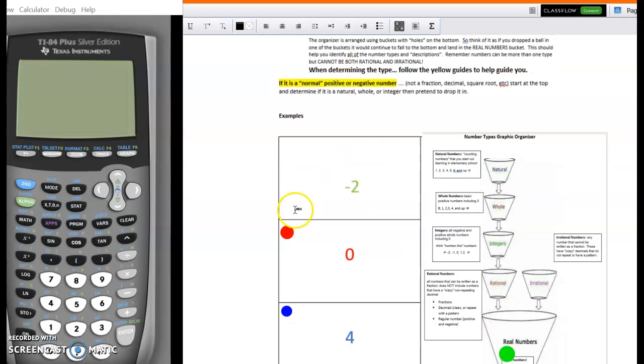I'm going to type in what type of number it is. It is an integer, and it went down to rational, and last but not least, it fell into that real numbers bucket. So those would be our descriptor words to describe it.